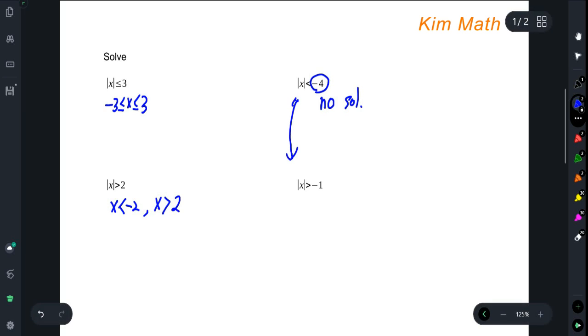Please compare these two things. The first inequality says absolute value of x is less than some negative number, but in this case absolute value of something is greater than a negative number, in this case negative 1. Please note that all real numbers can satisfy this inequality, so this will be your answer.